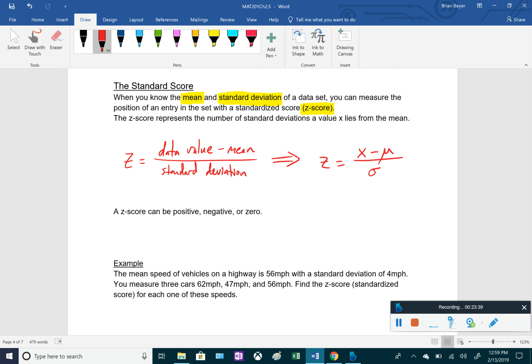And a Z-score can be positive, negative, or 0. If a Z-score is positive, that means the data entry is greater than the mean. So it would be that many standard deviations to the right of the mean, meaning it's greater than. If it's negative, that means the data entry is less than the mean. And if it's 0, that means the data entry is equal to the mean, because that would give us 0 in the numerator.